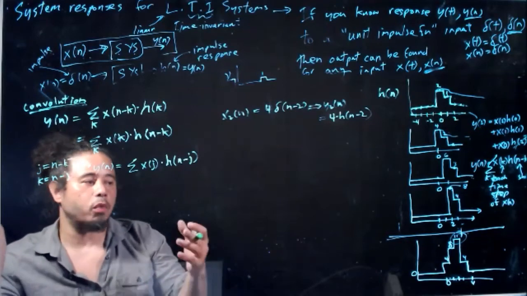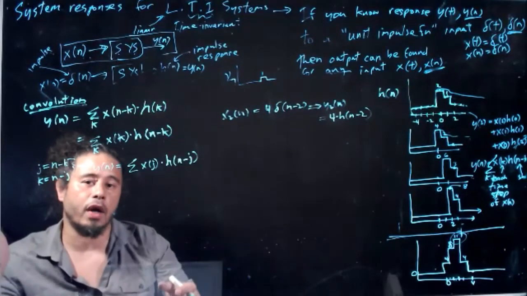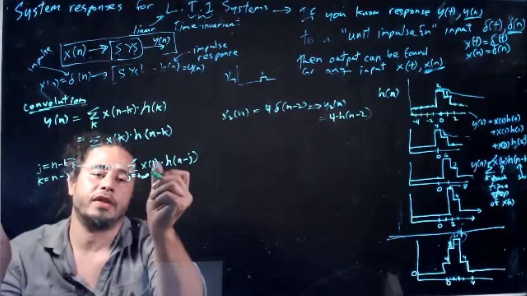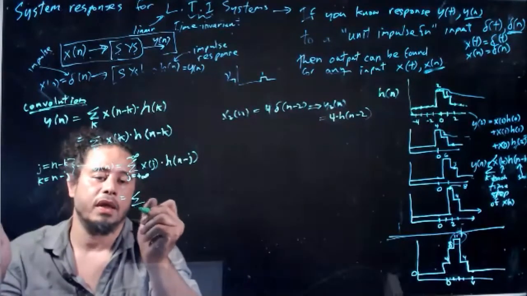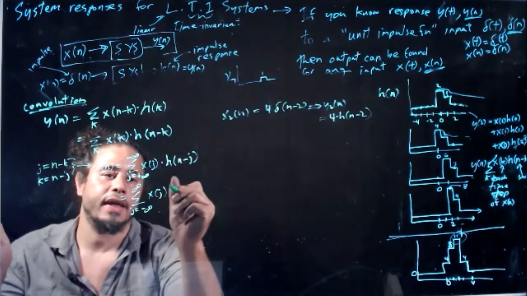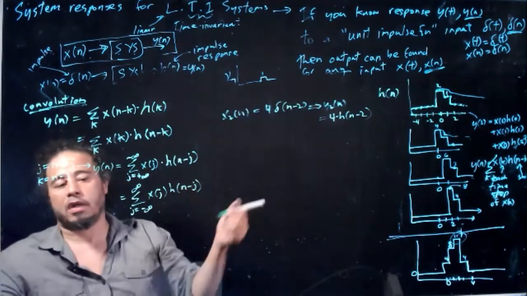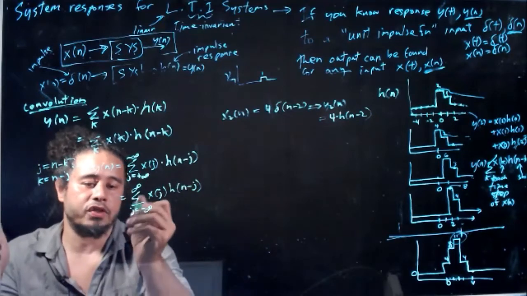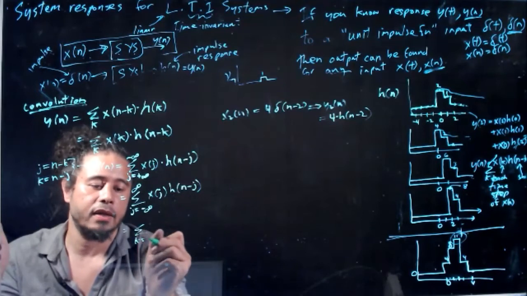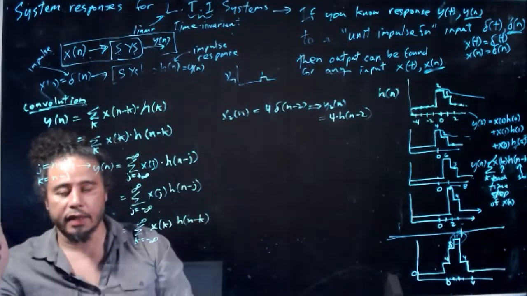But it doesn't matter what order you add things together in a summation. 4 plus 2 plus 3 is the same as 3 plus 2 plus 4. So this is also equal to the summation of j between negative infinity and positive infinity of the same thing, x of j times h of n minus j. There's no reason we have to call this variable j. We can just call it k. If we change the name j into k, we get the summation from k equals minus infinity to infinity of x of k times h of n minus k. And then we're done.